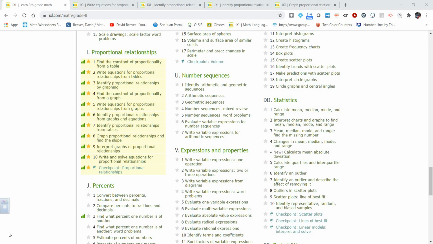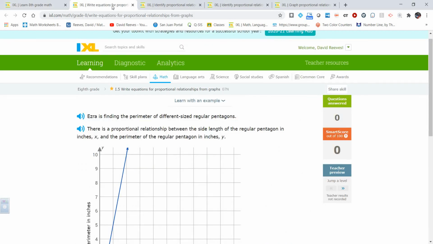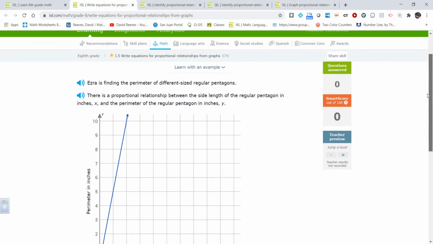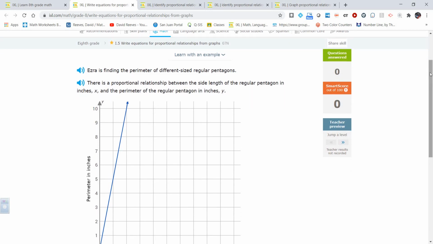And today we are continuing our work through the IXL skills on proportional relationships. In the previous video, I went through skills 1 through 4. Today we are going to pick up on skill number 5, which is writing equations for proportional relationships from graphs.